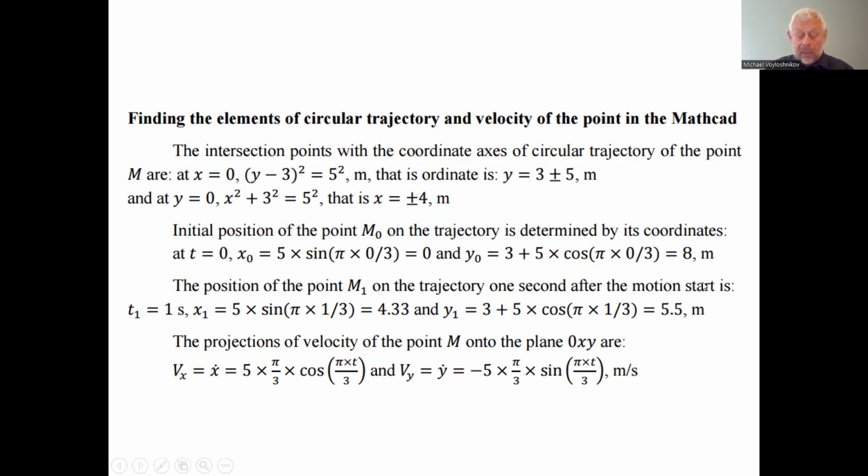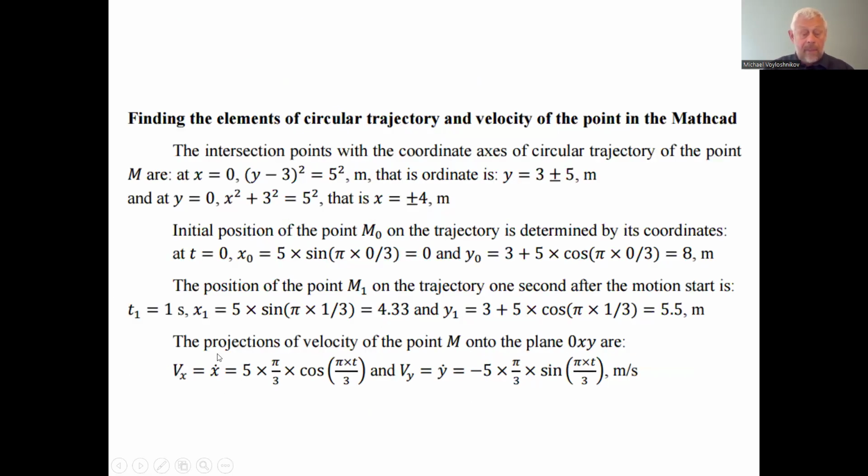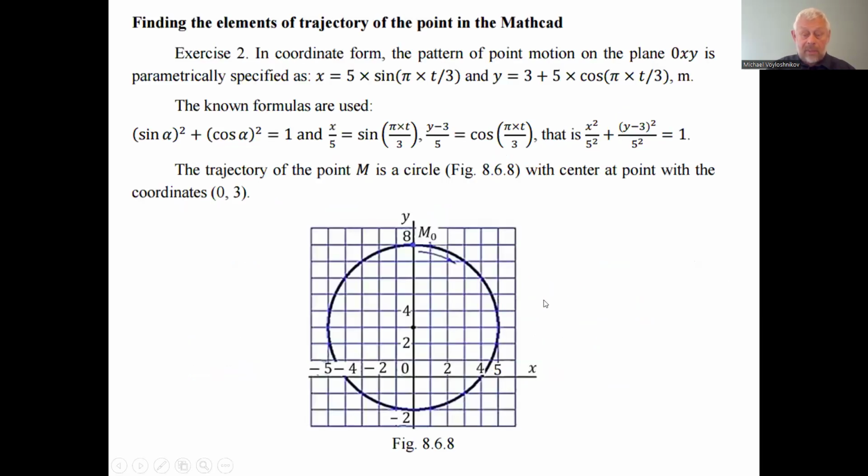Another 1.0 and 8 meters. Yeah, this could be the initial position, 0 and 8 meters. M0 is located here. And the position of the point M1 on the trajectory 1 second after the start of the motion, we can find by substituting 1 into the originally assigned parametric dependencies.